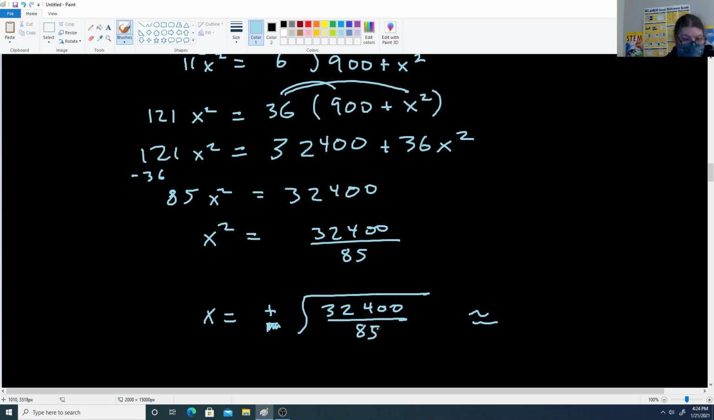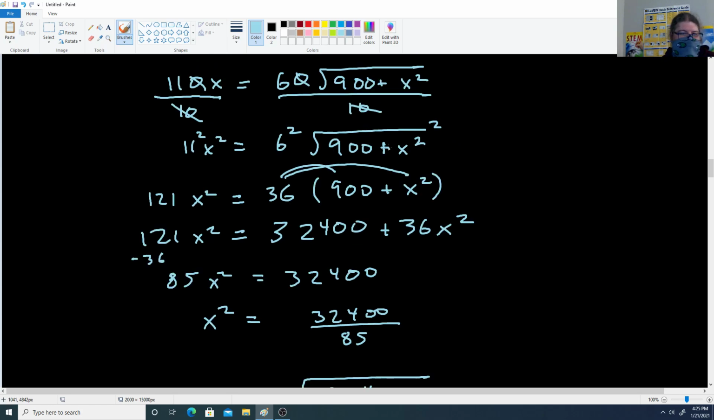So the square root of 32400 divided by 85 is 19.524. And x is a distance, that's kilometers. So let me check with the book and make sure that we've got the same number. They have 19.52. I'm keeping an extra decimal. So yeah, everything's lined back up now. I just made a mistake where I switched the sign from here to here by accident.